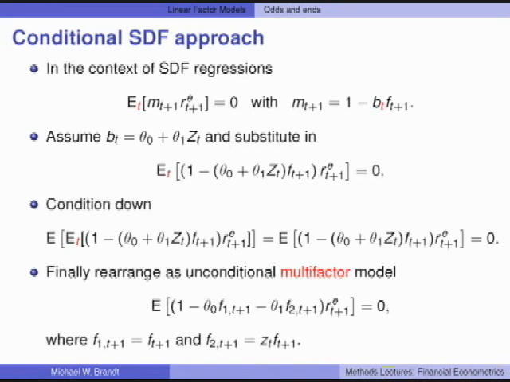That allows us to condition down, meaning take the unconditional expectation of the conditional expectation. Everything in here you can take an unconditional expectation of because there are no time t subscripts anymore, other than in the random data. And so we end up with an unconditional model, which looks like this. Now expand the stochastic discount factor, and you notice that you've turned a one-factor conditional model into a two-factor unconditional model, where the two factors now are the original factor and the original factor scaled by our conditioning variable.